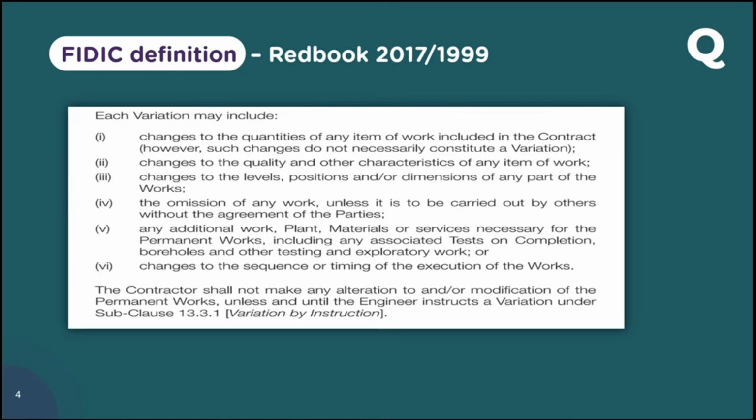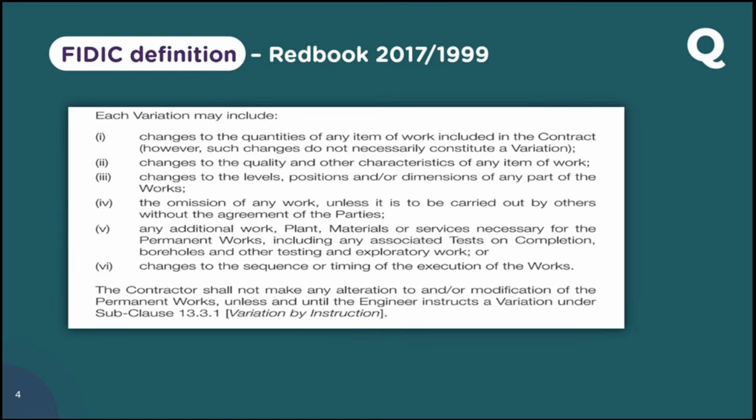Now let's look into change to the level, position, and dimension of the work. How does it constitute a variation? That means when you change the level or change the position, how does it qualify as a variation? Let us explain with an example so you will understand what is meant by change in level. For a road project, you are constructing a road. The road finish level was at, like, 15 datum. But the engineer instructs you to raise it to 15.50 because they are anticipating some flood.